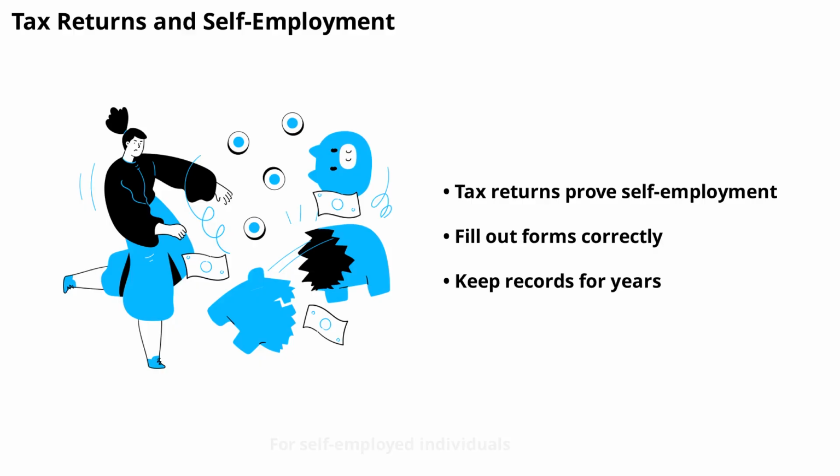For self-employed individuals, tax returns are the main proof of earnings. Make sure your Schedule SE and other relevant forms are filled out correctly. Keep copies of your tax returns and related documents for several years. If there's an error, these records will help you prove your earnings to the SSA.